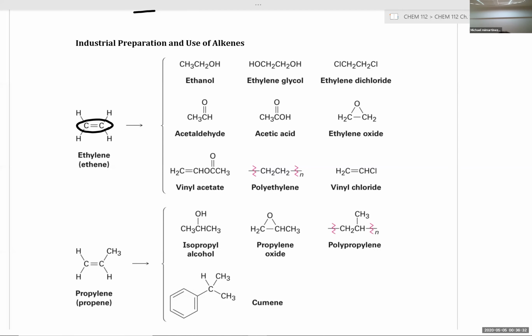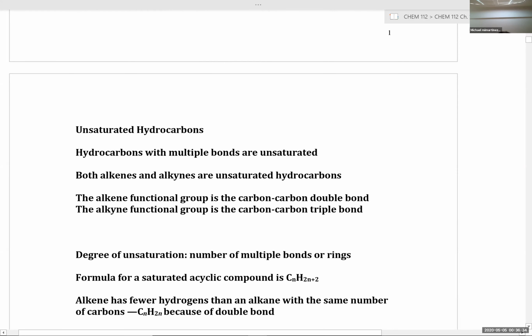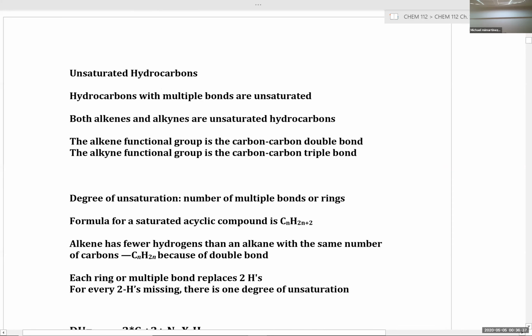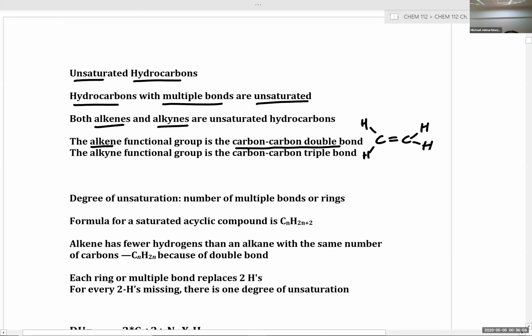Okay, so moving on from the uses of alkenes, let's talk about unsaturated hydrocarbons. So hydrocarbons with multiple bonds, so these double or triple, are unsaturated. So these include alkenes and alkynes. The alkene functional group is the carbon-carbon double bond. The alkyne functional group is the carbon-carbon triple bond.